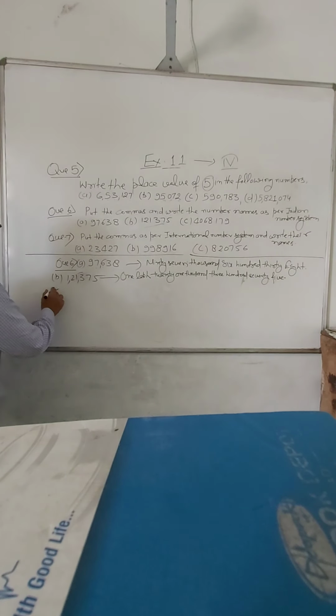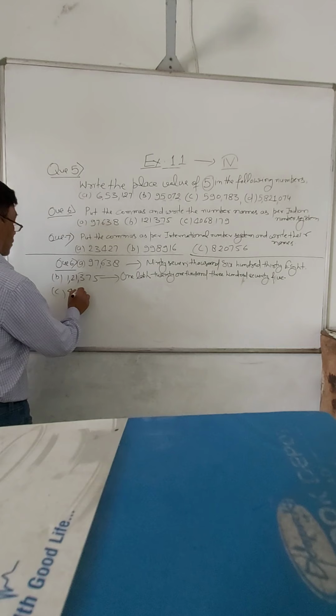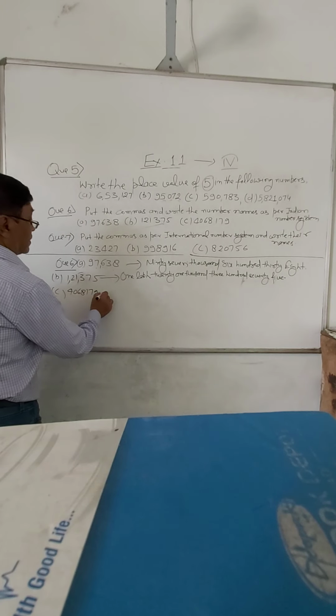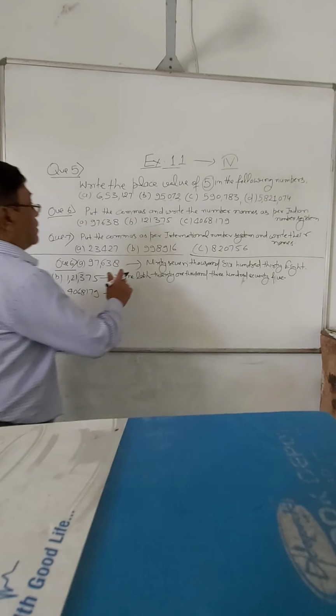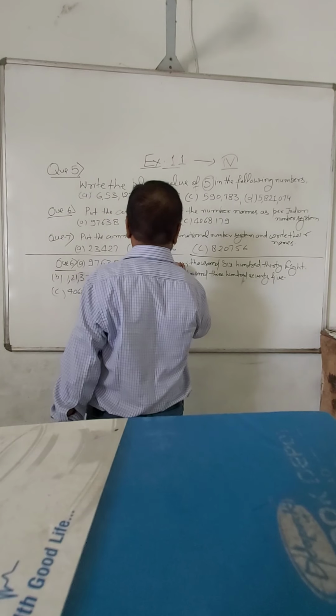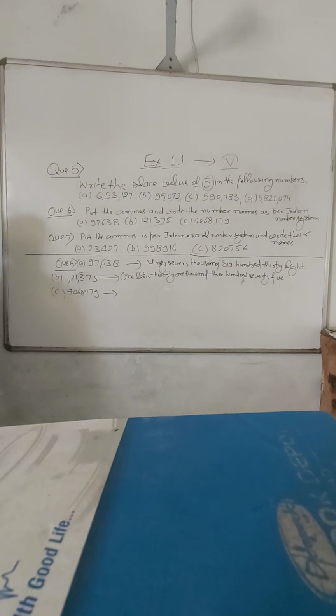Now see, 4068,179. This also, according to the Indian number system, put the first comma. Then again with this number, the same way, the first comma will be after 3 digits, then after each 2 digits you put the comma. Now accordingly you read this one and write the number names.